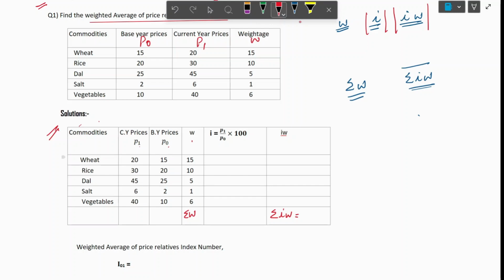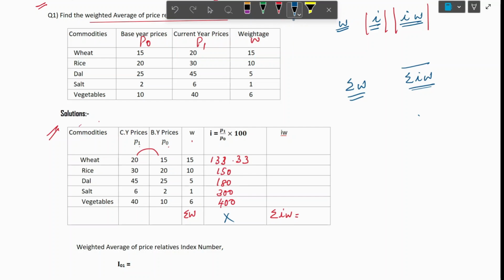Here we calculate P1 divided by P0 into 100. That is 20 divided by 15 into 100, and the answer is 133.33. Same way, if you continue, you get 150, that is 30 divided by 20 into 100. Next, 45 divided by 25, that is 180. Here it is 300: 6 divided by 2 is 3, into 100, 300. And here 40 divided by 10 into 100, that is 400. Don't calculate the total here, because we don't require sigma I.